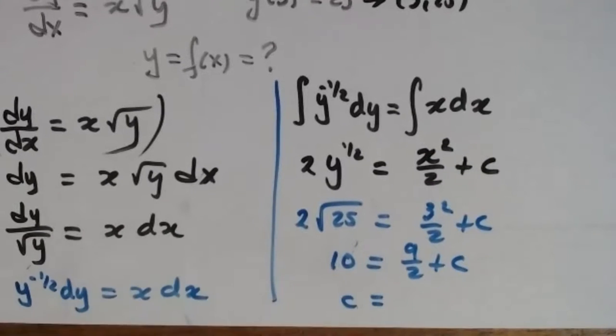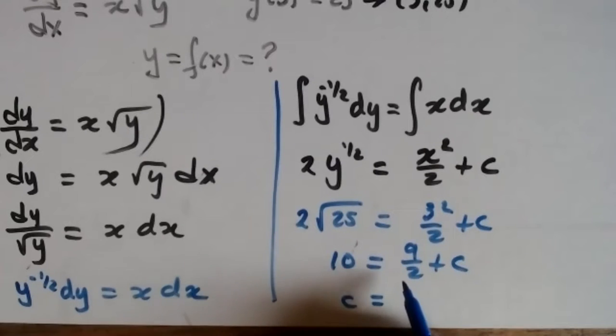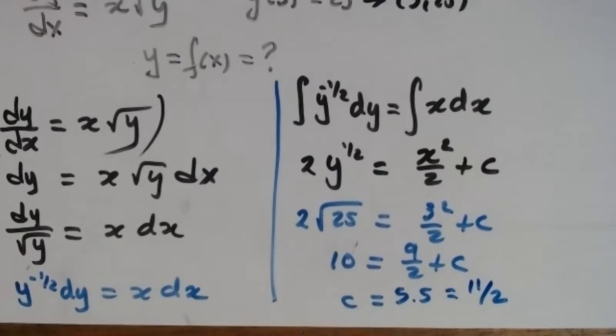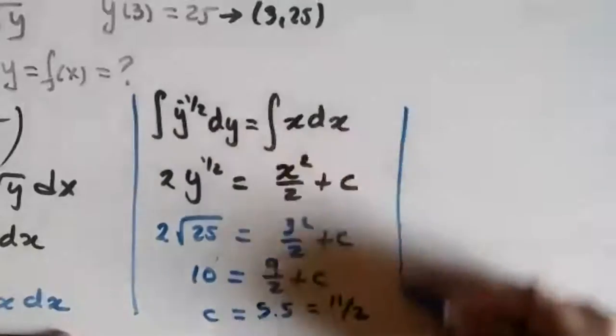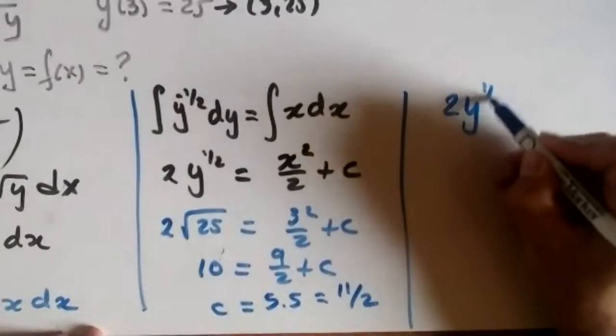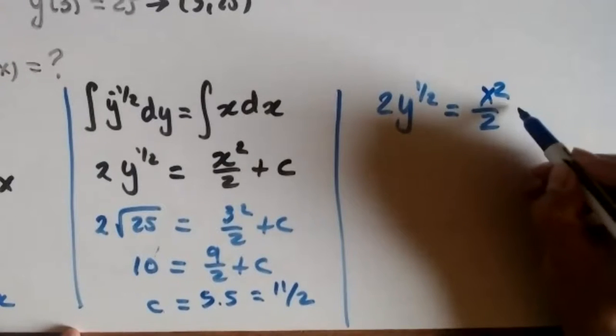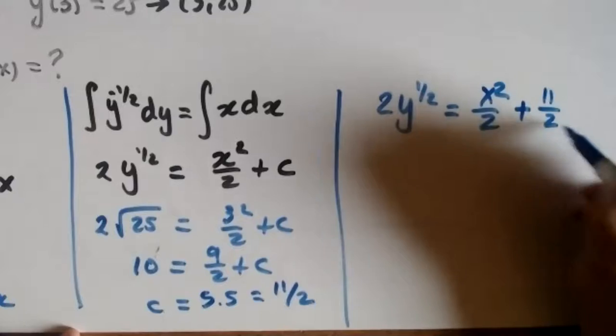So c is what? 10 minus 9 over 2. That's equal to 5.5, which as a fraction is 11 over 2. So my solution is 2y to the 1/2 equals x squared over 2 plus 11/2, correct?